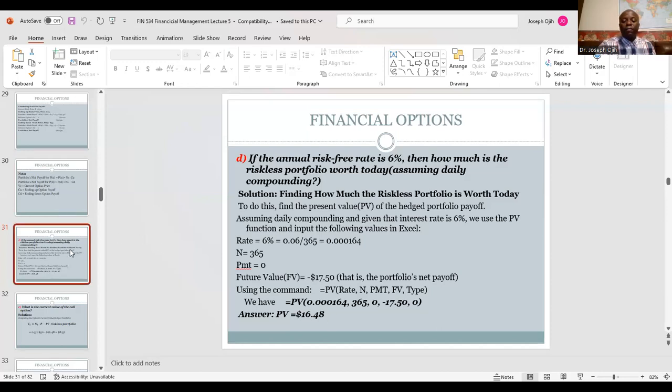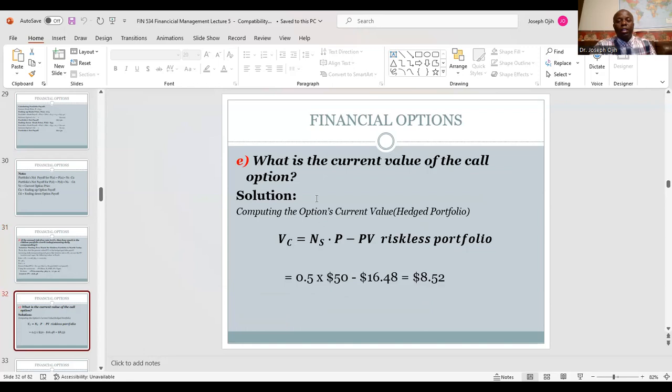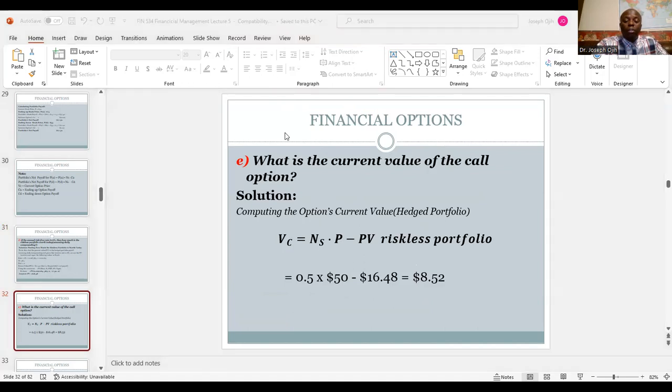And then we're ready to answer the final question on that. The final question says, what is the current value of the call option? So for that, we're going to use this formula. VC, value of the call, is NS times P minus the present value of the risk-free portfolio. So we can go and put this in and get the value of the call option.